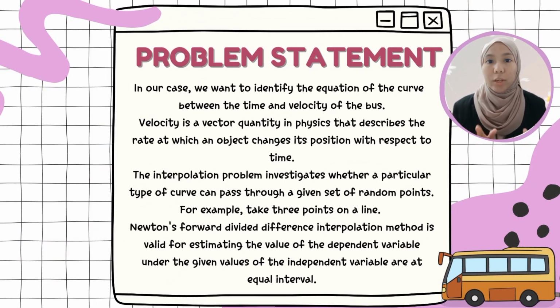Next, we move to the problem statement. In our case, we want to identify the equation of the curve between the time and velocity of the bus. Velocity is a vector quantity in physics and describes the rate at which an object changes its position with respect to time. The interpolation problem investigates whether a particular type of curve can pass through a given set of random points. For example, take 3 points on a line. Newton forward divided difference interpolation method is valid for estimating the value of the dependent variable when the given values of the independent variable are at equal intervals.